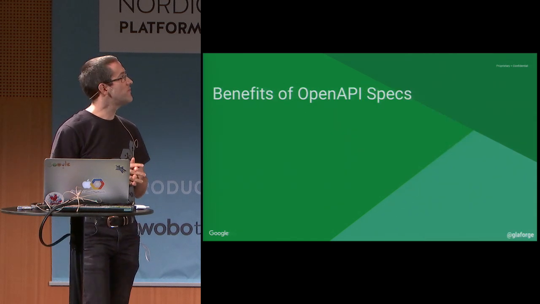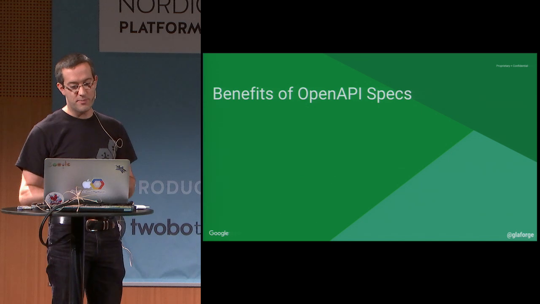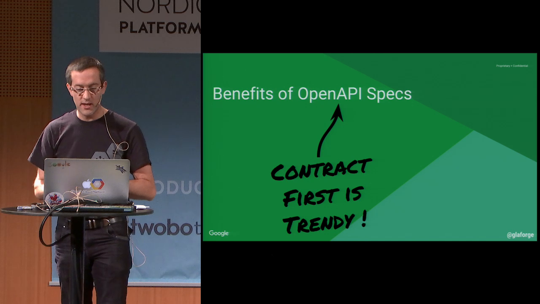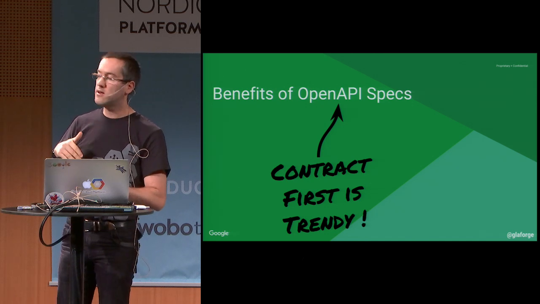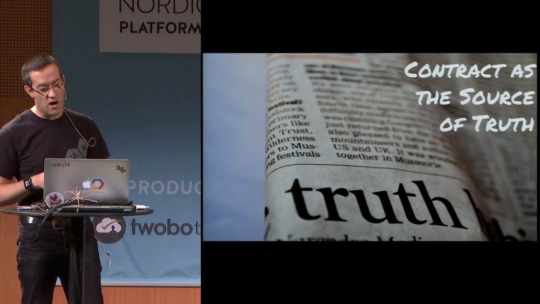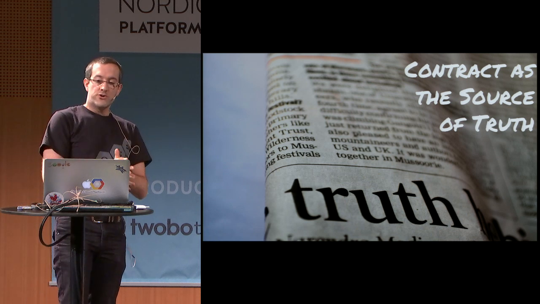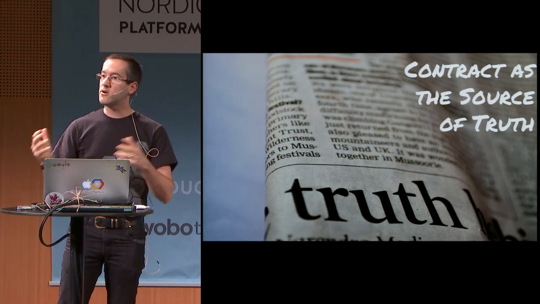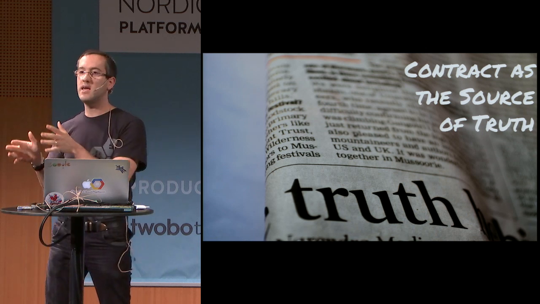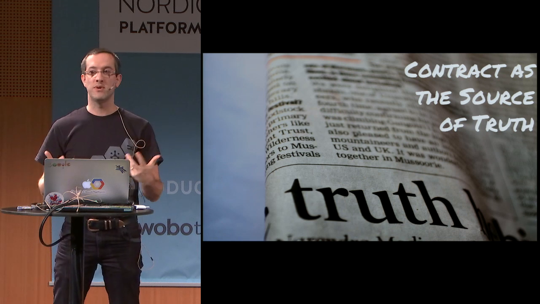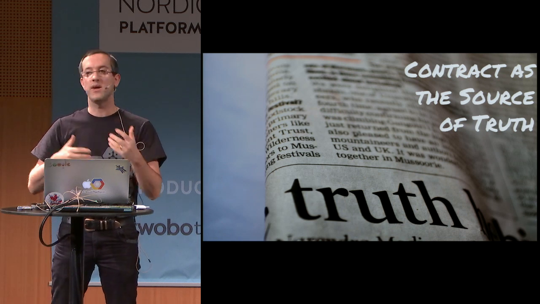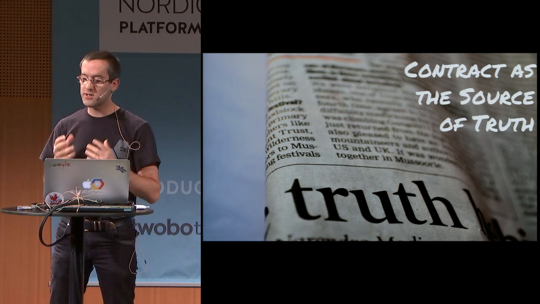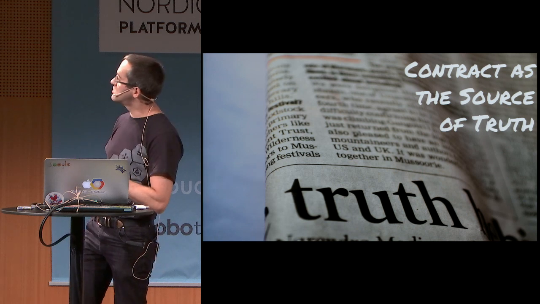For me, the benefits of API specs are that, contracts first is trendy, but the benefit of having an API definition language is that the contract is the source of truth. Everybody agrees that this is the contract, this is how the API should be working, whether you're the one creating the contract, implementing the API, or an end user or tester. There's a central source of truth.